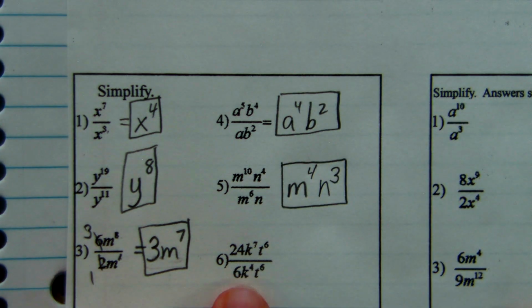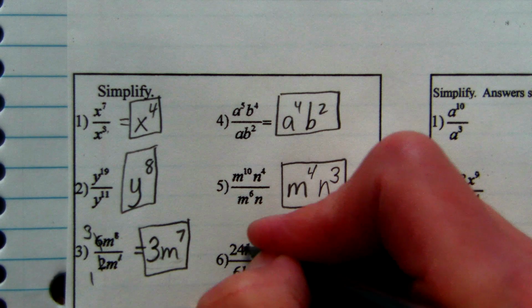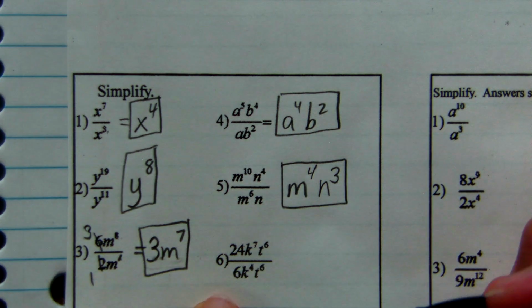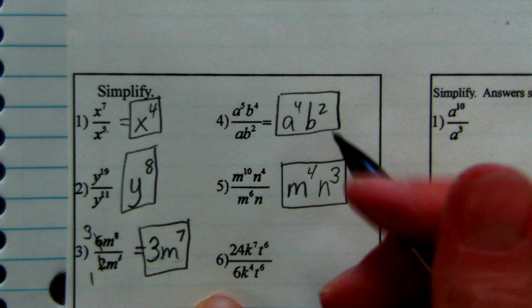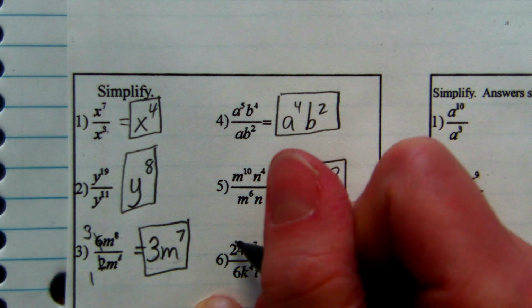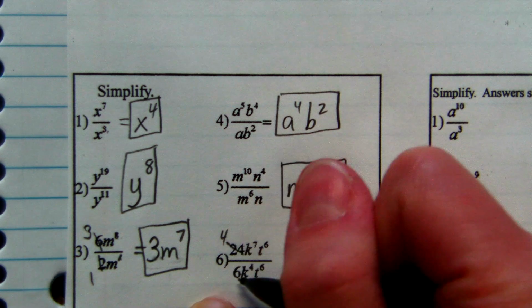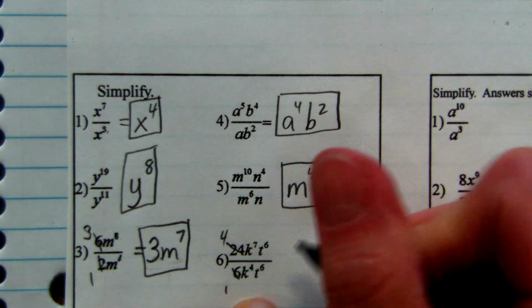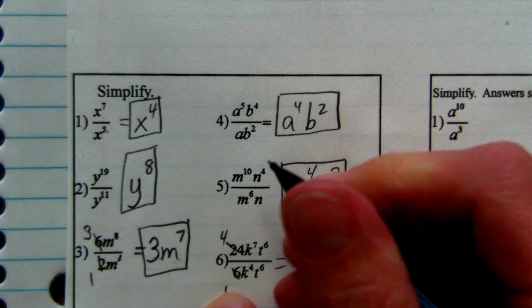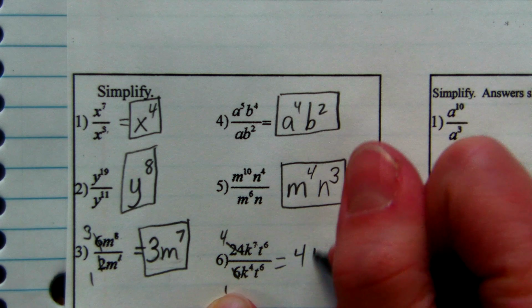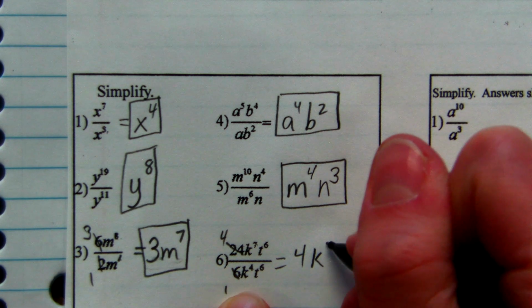And then on number 6, the 24 and the 6, what's going to happen with that? Hang on, let me read it. That's 24 is going to be divided by 6. So 4, so I'm going to get 4 and 1. So basically I'm going to have 4. And then 7 minus 4 makes k to the 3rd.